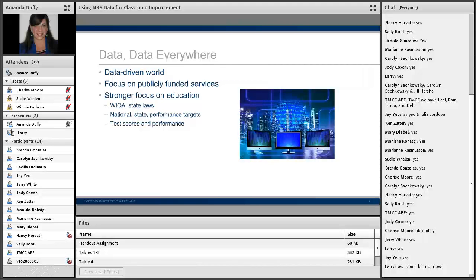Recently, WIOA was passed, and so think about the implications that that has had on your state and on your programs. There are reporting requirements at the national and state level that present to you as performance and reporting requirements. So these would include things like test scores, outcomes, and value-added models. But most importantly for you, all of this data collection can help you with your classroom improvement.